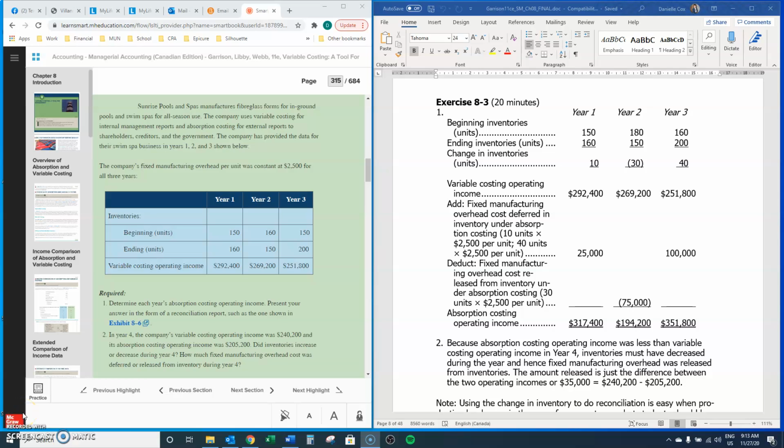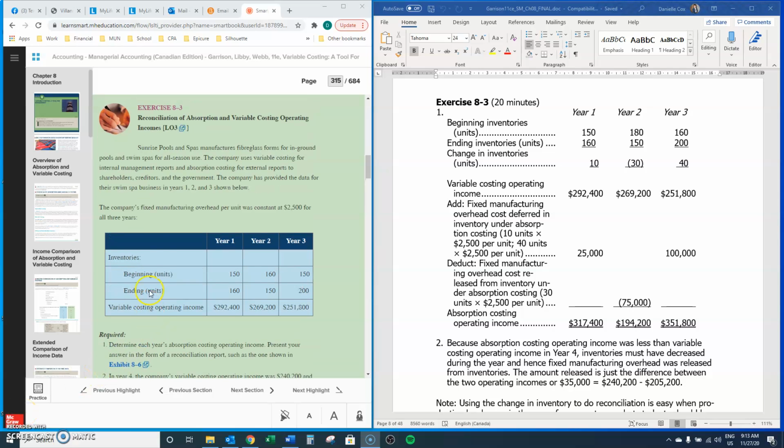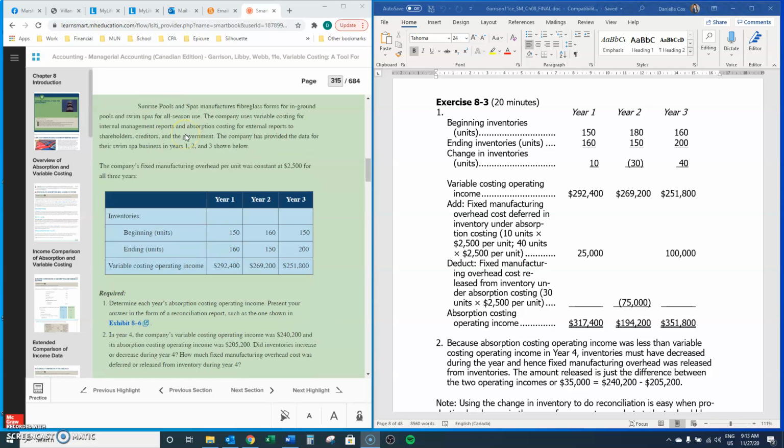Okay, we're going to take a look at exercise 8-3. Now this one is basically the question on the assignment with different numbers. 8-3 is in the textbook, so we're going to use the numbers from the textbook. That is the question that's on your Connect assignment, but with different numbers, so you'll have to do it on your own there.